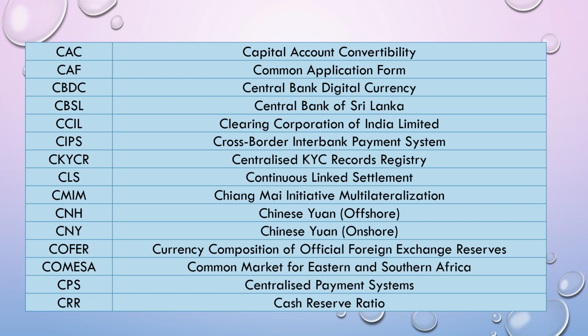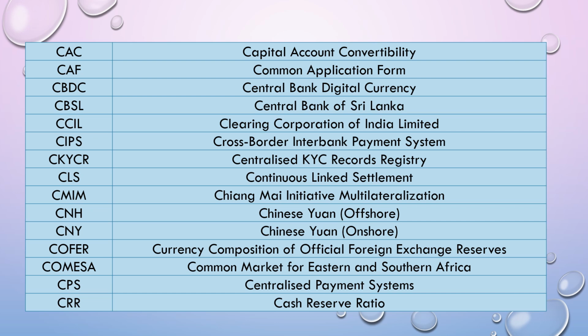CAC, Capital Account Convertibility. Convertibility refers to the ability to convert domestic currency into foreign currencies and vice versa to make payments for balance of payments transactions. Capital account convertibility is the ability or freedom to convert domestic currency for capital account transactions. CAF, Common Application Form, which is required to be filed by the foreign investor desirous of investing in India as an FPI, Foreign Portfolio Investor.